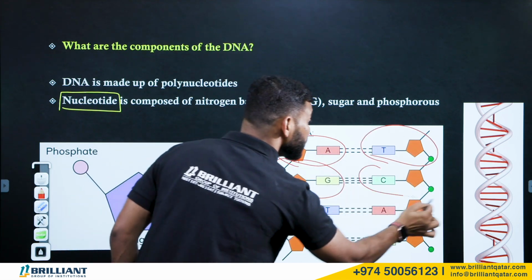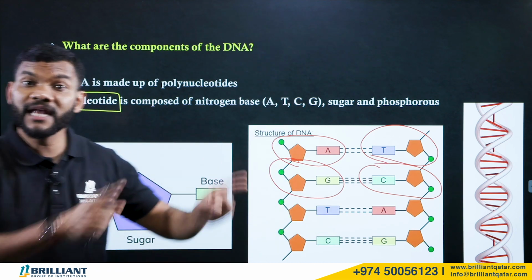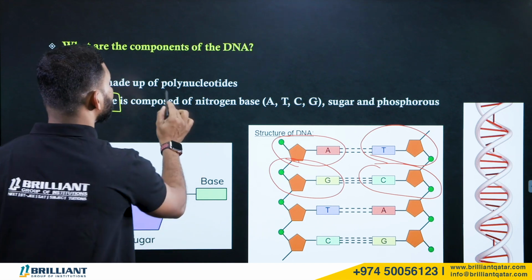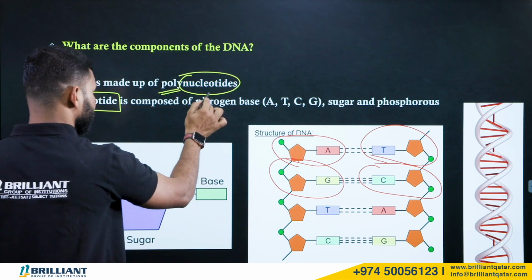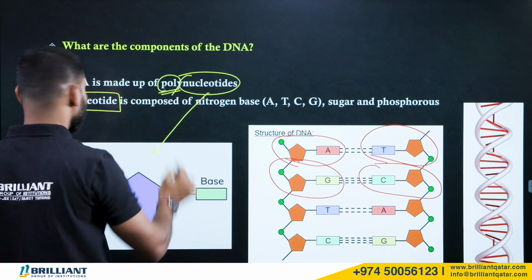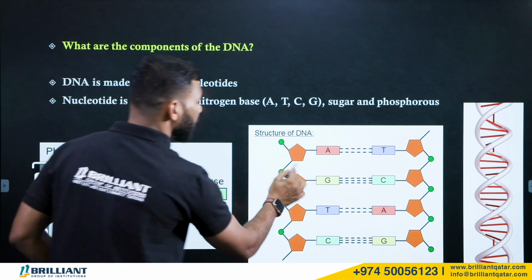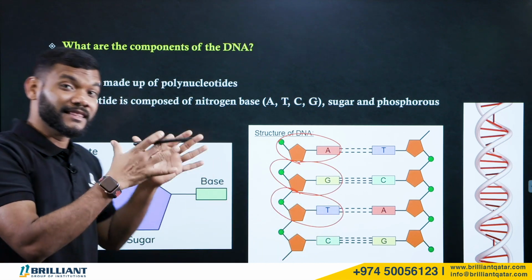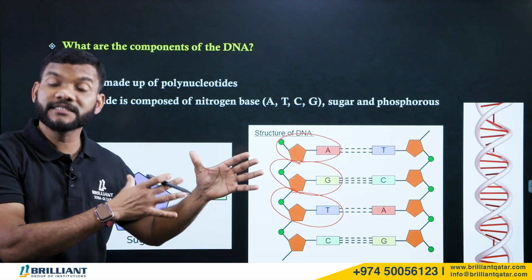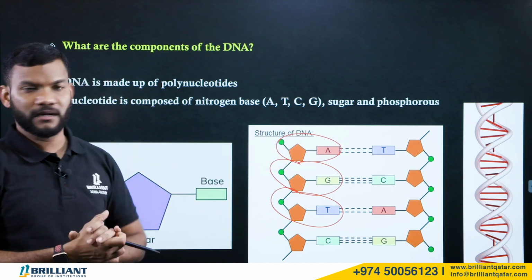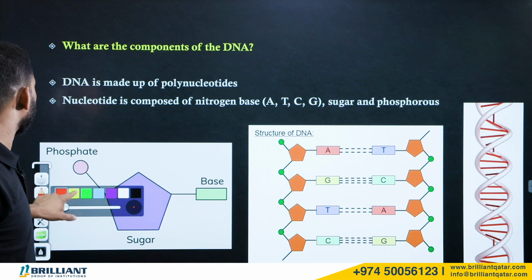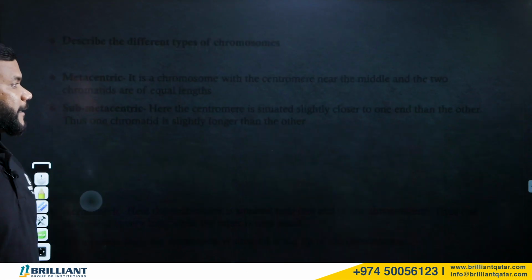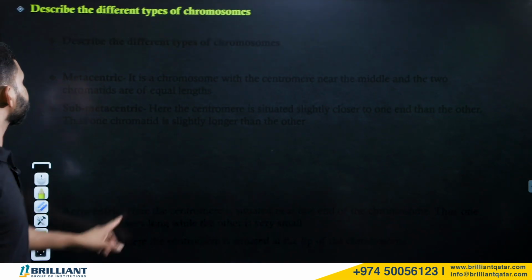That means each DNA consists of many nucleotides. That's why it is clearly said poly. Do you remember? It said polynucleotide. This is one nucleotide, right? So in a polynucleotide, many nucleotides are there, one nucleotide, then the other one. Like this, a number of nucleotides are arranged one after the other. Those are the chemical components of DNA. Let us go to the next question.